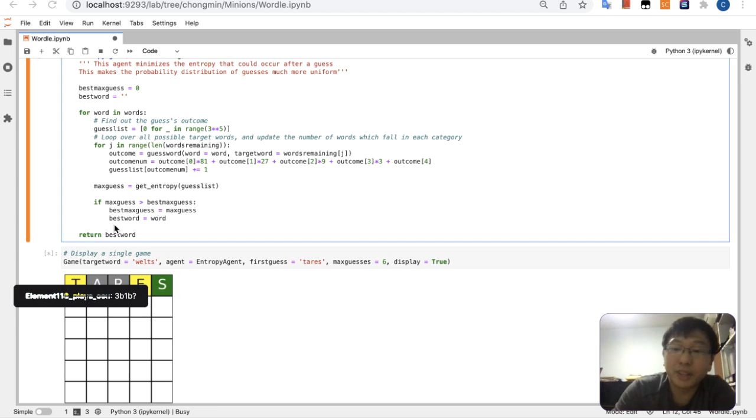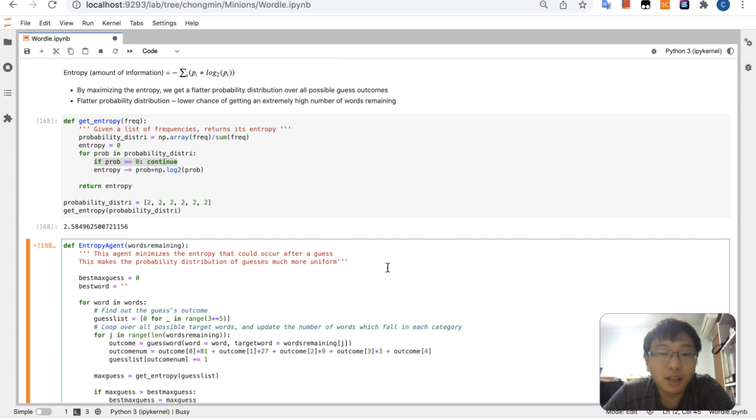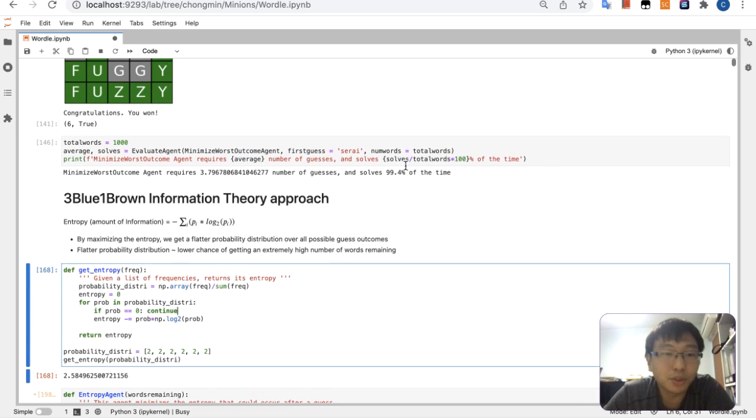Yeah, 3Blue1Brown. Yeah, I watched his video. So now I'm doing a similar approach to his. But I think maybe if we minimize variance, that might work also. Because the earlier agent I did, I basically made sure that the worst case outcome is as low as possible. So this is my minimize worst outcome agent.